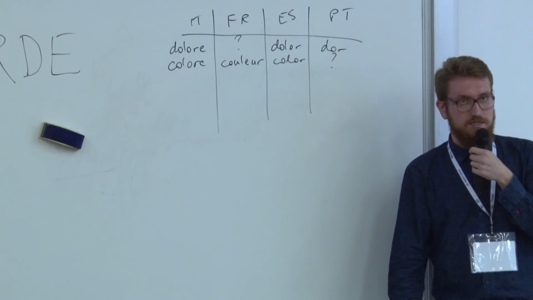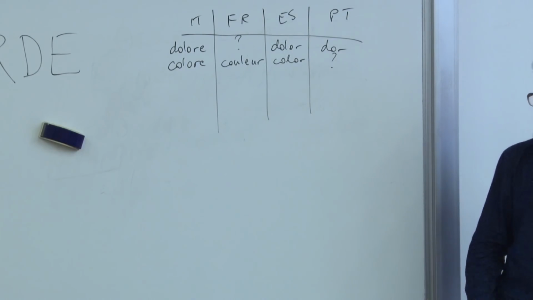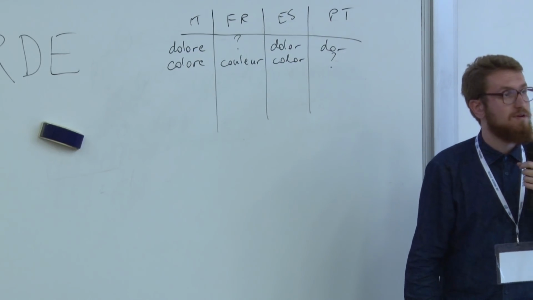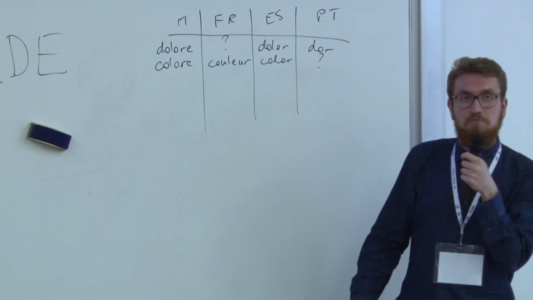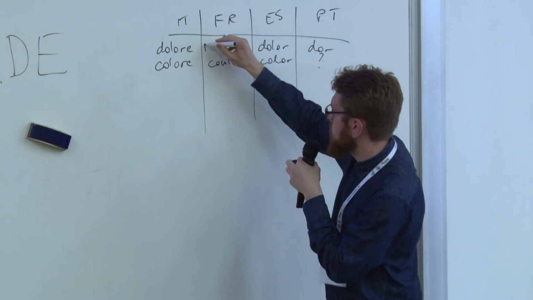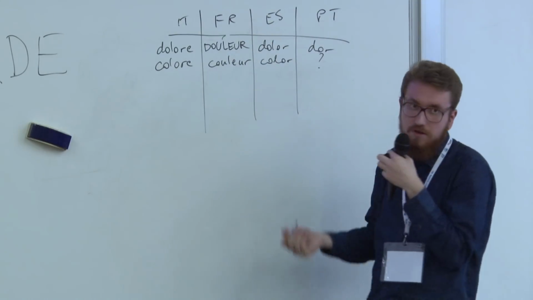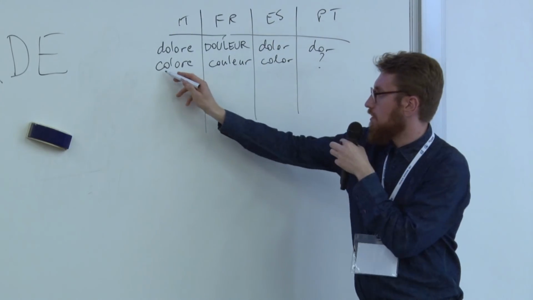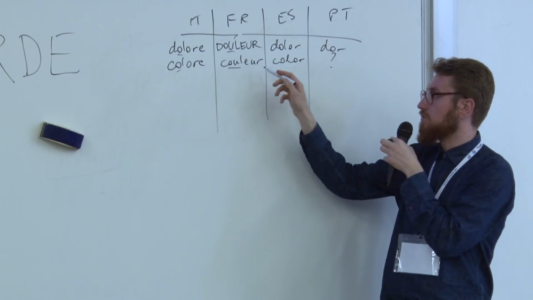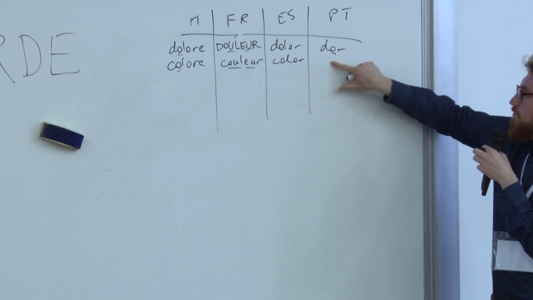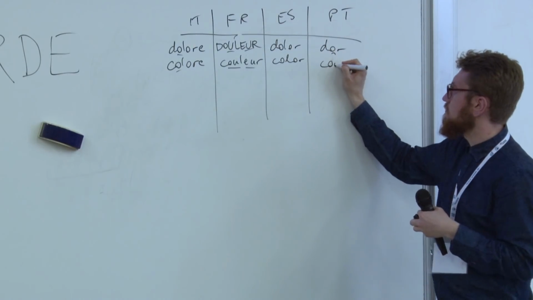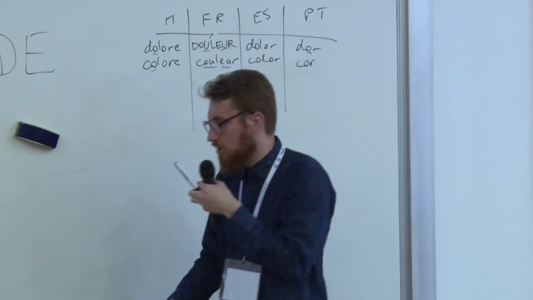And we have two things missing. Does anyone want to guess, but someone who doesn't know French? Douleur. Yes. Douleur. The same phonetic changes. O to U. Dolore, douleur. Colore, couleur. And here, Portuguese for color. Cor. Yes. It's easy, isn't it? You can see a lot of things like this.